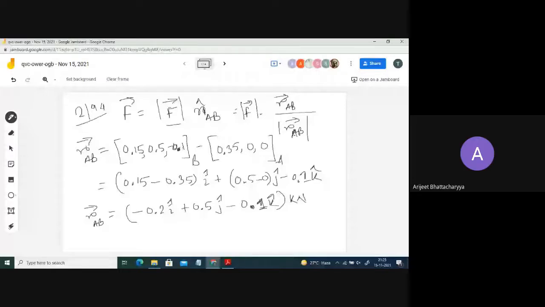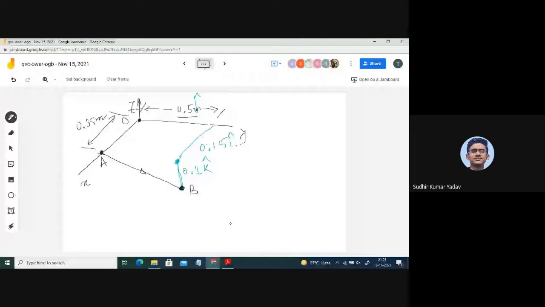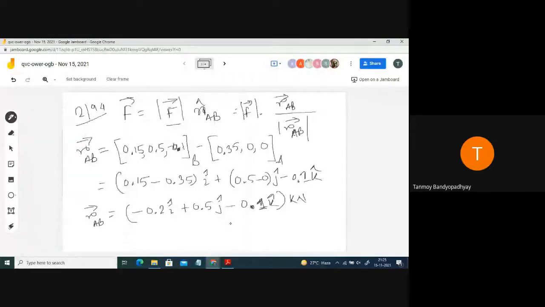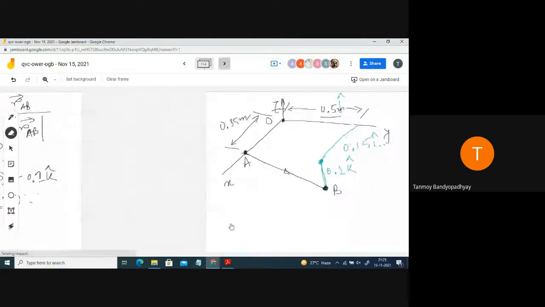Yes, sir. Okay. So let's find out the force vector. Sir, the unit will be meter now, right? Yes, the unit of r_AB will be meter. I am just doing this. You don't need to write it here. Let's calculate the force and then write the unit.